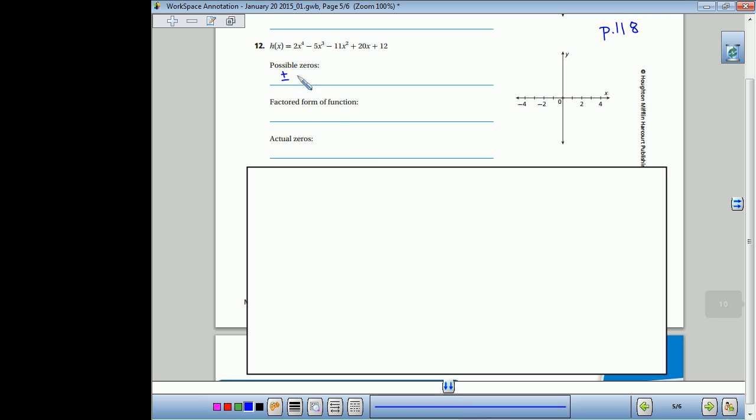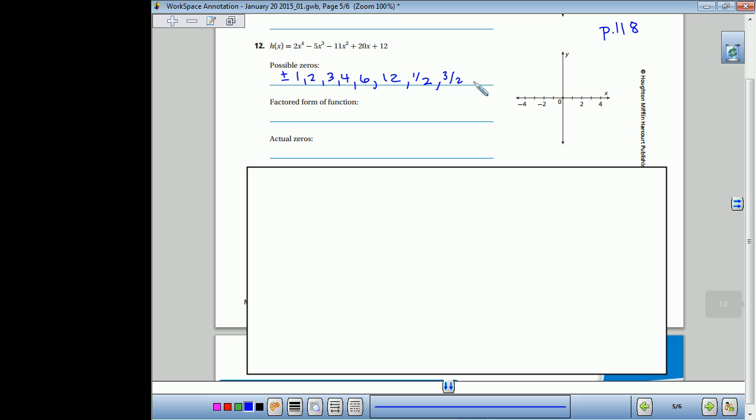All right. So factors of 12 are 1, 2, 3, 4, 6, and 12. Now, when I divide them by 1, none of them change. But when I divide them by 2, I also add in 1/2. 2 divided by 2 is 1. It's already in the list. 3 divided by 2 is 3/2. 4 divided by 2 is 2. It's already in the list. 6 divided by 2 is 3. It's already in the list. And 12 divided by 2 is 6. It's already in the list.